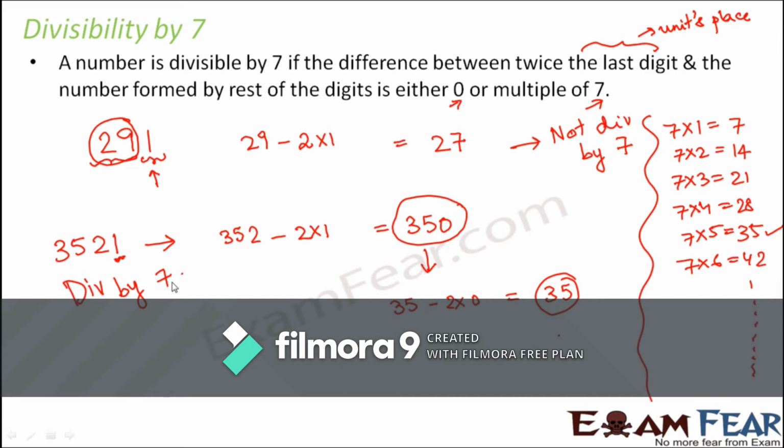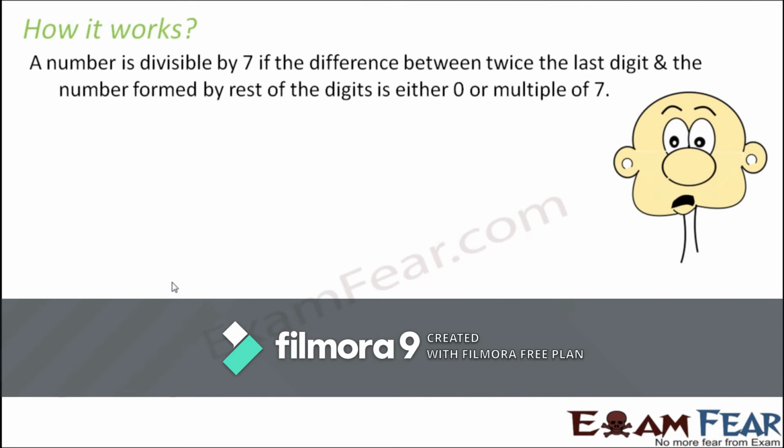Now here also, this was a little complicated, that we have to subtract twice the last digit from the remaining number. So why is such a complicated system in place? You might be curious to know how this rule works. Why have we made this a rule for divisibility by 7? Now, in order to explain this, I will again take the same example of 3521.